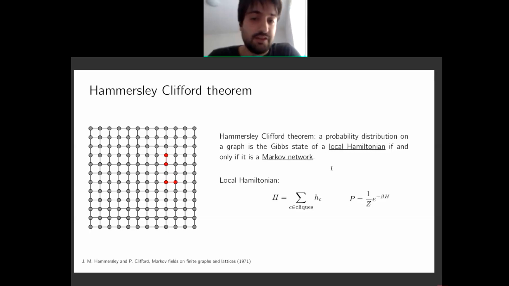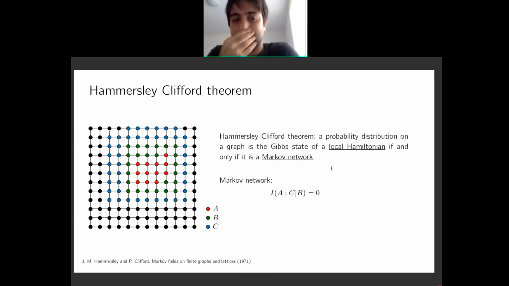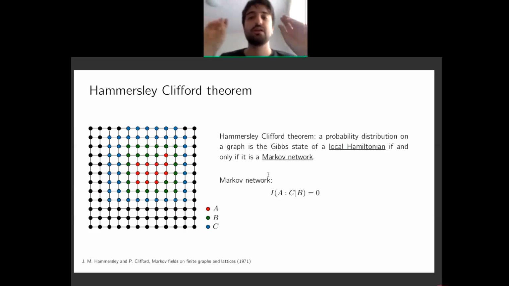And a Markov network, I'm sure everybody here knows, is a probability distribution on a graph where the correlation between any two faraway spins must be mediated by the spins that are in between. So if we divide up our lattice into three regions A, B, and C, such that every path from A to C must pass through B, then we must have that A and C are mutually independent. So the conditional mutual information between A and C conditioned on B must be zero.